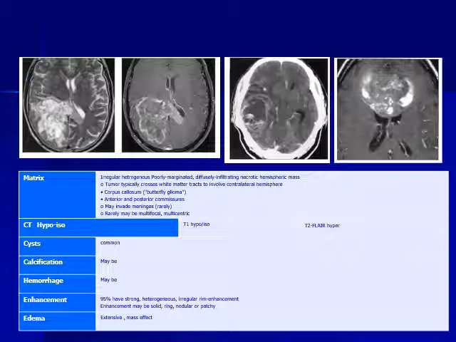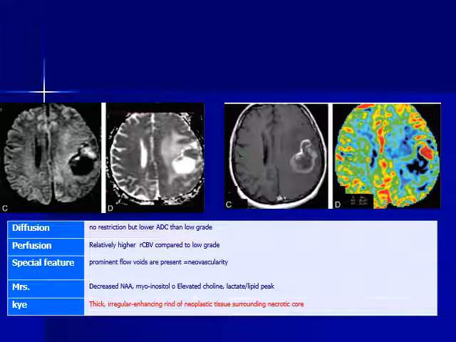Of course, it is an aggressive tumor, so the edema is extensive and the mass effect is extensive, and it can also be associated with intracranial CSF seedlings similar to those of medulloblastomas, gliomas. The clue that we use to differentiate ring-enhancing lesions, whether it is tumors or abscess, we use the perfusion and the diffusion-weighted imaging.